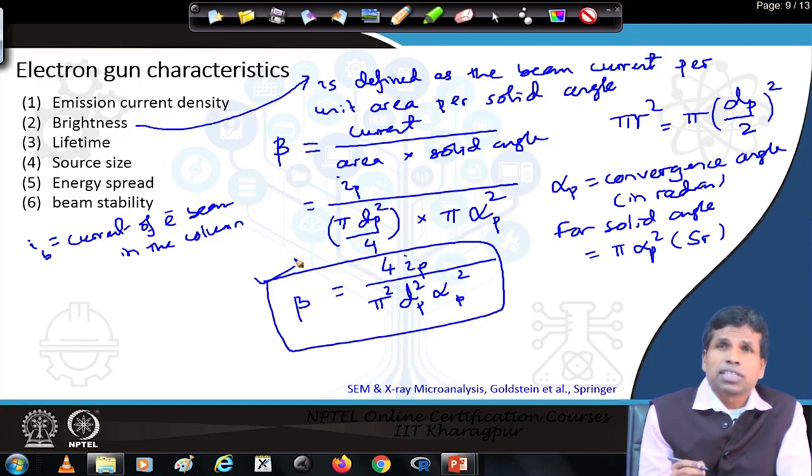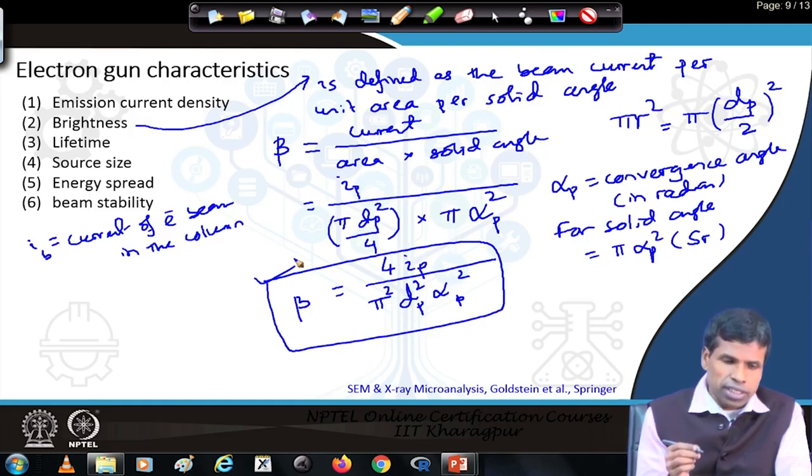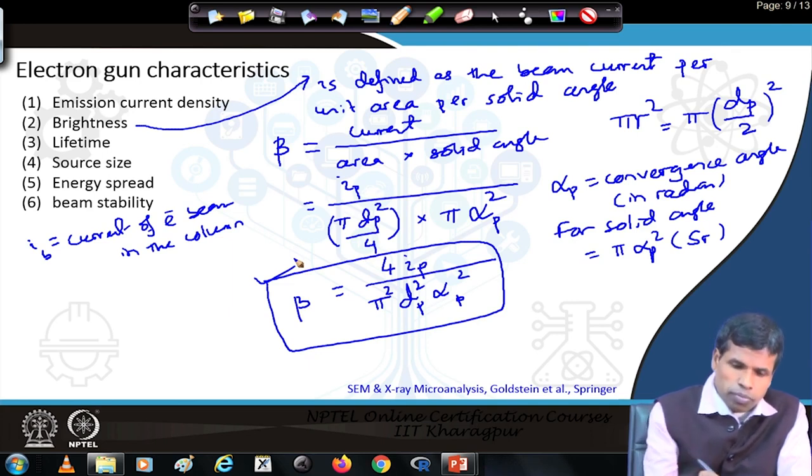Now, for all electron guns, the brightness will increase with accelerating voltage. If we have a higher accelerating voltage, that is the voltage between the cathode and anode, then the brightness will be more. You noted that in a scanning electron microscope, our cathode is at negative potential and the anode is at ground potential. So if we have a larger voltage difference, we have a higher accelerating voltage.